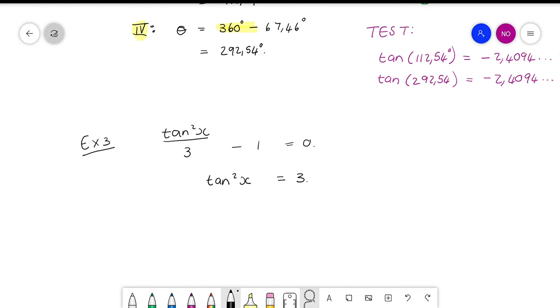So what I did is I carried this 1 over, and it becomes positive 1, and then I times by 3. So then I have that. Now I need to get rid of the square root, so we have tan of x is equal to root 3.